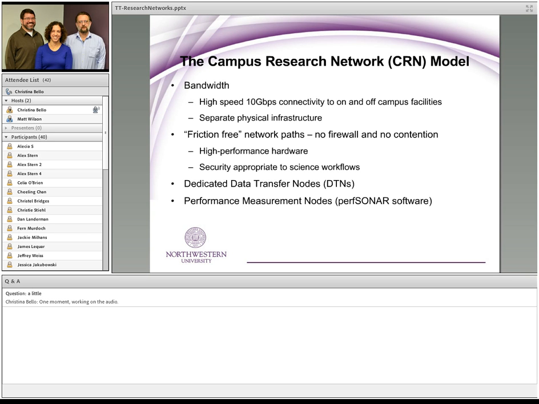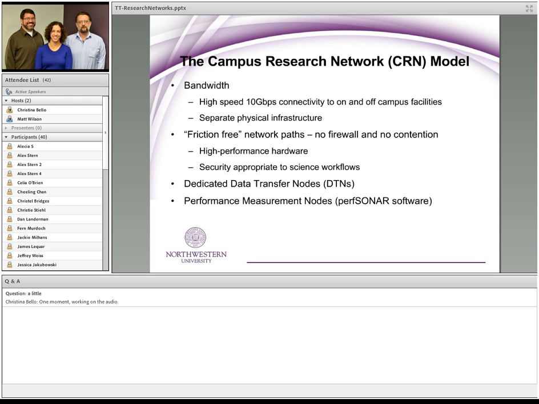Dedicated data transfer nodes are systems with very high performance disk arrays so that they can take advantage of the high-speed network. Generally speaking, if you just plug your laptop in, you're not going to be able to send larger data sets at greater than a gigabit per second. So you need to be investing in the hardware to take advantage of the data network service.